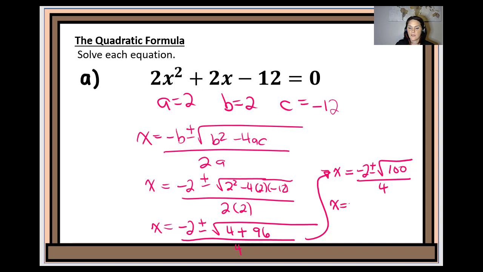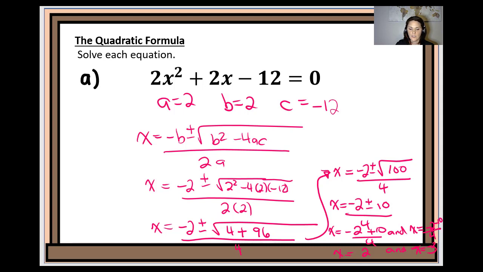So x is equal to negative 2 plus or minus 10 over 4. And here's where we're going to get the two zeros. So x is equal to negative 2 plus 10 divided by 4, and x is equal to negative 2 minus 10 over 4. And simplifying, x is equal to negative 2 plus 10 is 8 over 4, which is 2. And negative 2 minus 10 is negative 12. Negative 12 divided by 4 is negative 3.